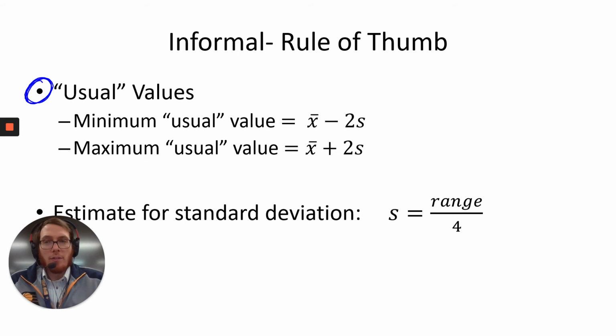Okay, as a general rule of thumb, let's start with the second bullet point. An estimate for the standard deviation is the range divided by 4. That should only be used if there's no data to go off of, which is rarely the case. So in general, you don't want to use that. You want to use the circled one, which is considering what's usual or the normal group. The minimum is always the mean minus 2 standard deviations, and the max is the mean plus 2 standard deviations. And the reason for that, which we'll see on the next slide, is that most of the data is going to be within 2 standard deviations.